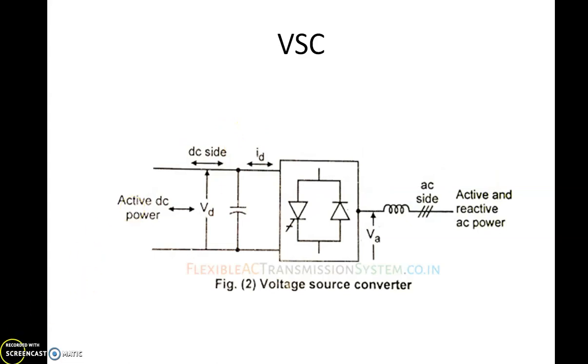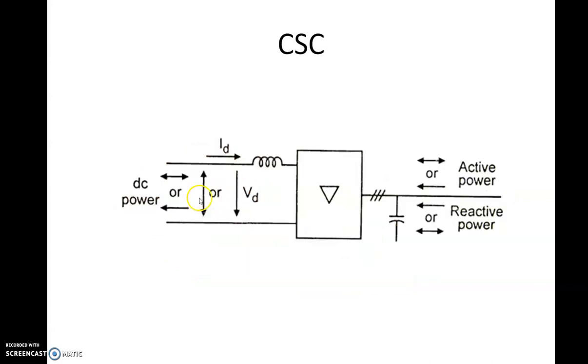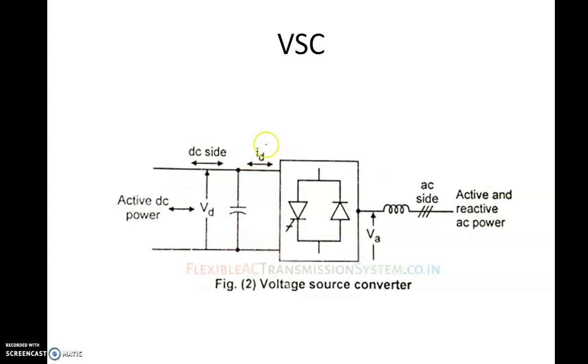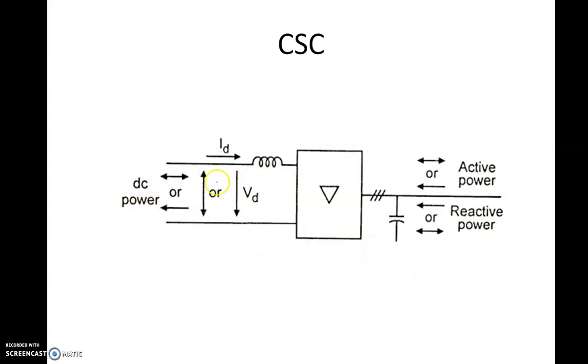In a voltage source converter, we had fixed voltage polarity. In a current source converter, we have a fixed current polarity. So here on the DC side, we have a fixed polarity of voltage and variable polarity of current. Here on the DC side, we have a fixed polarity of current. Only current will go in this direction and voltage polarity can be changed. So by changing the voltage polarity down or up, we can get the active power in or out.